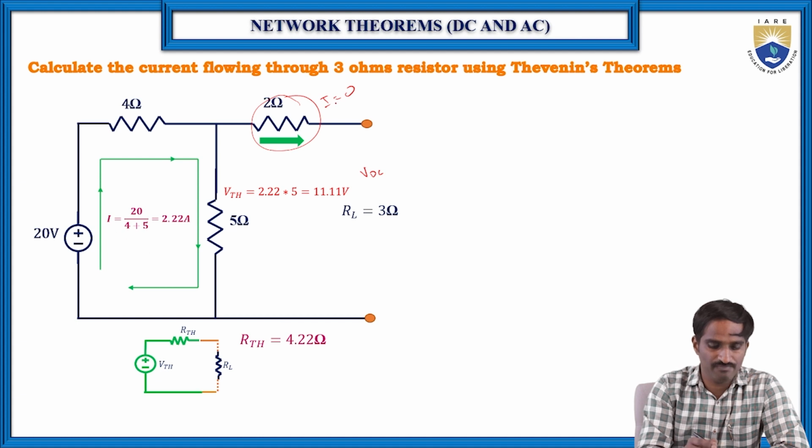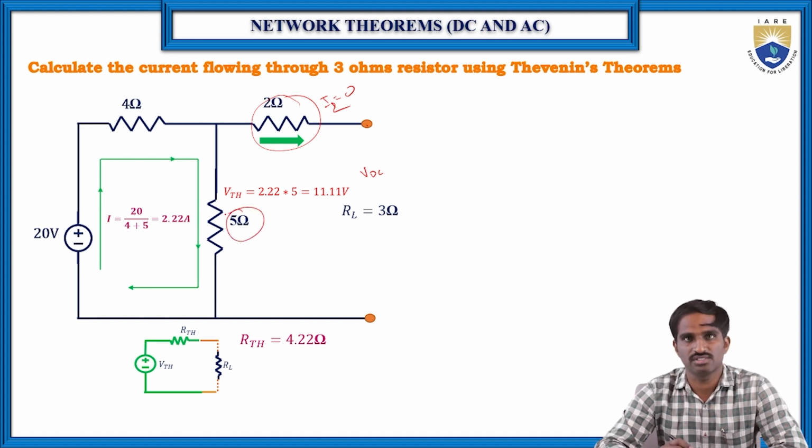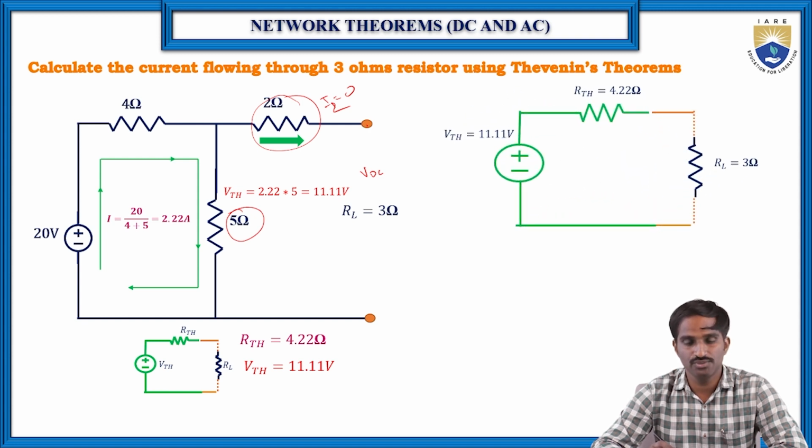So let us consider I1 or I2. The V Thevenin voltage across these two terminals is nothing but the voltage across the 5 ohms resistor. So the voltage across the 5 ohms resistor is 11.11 volts. Then V Thevenin is equal to 11.11. Then substitute R Thevenin and V Thevenin in this circuit and find the current flowing through it.